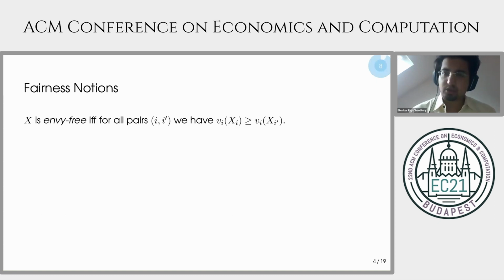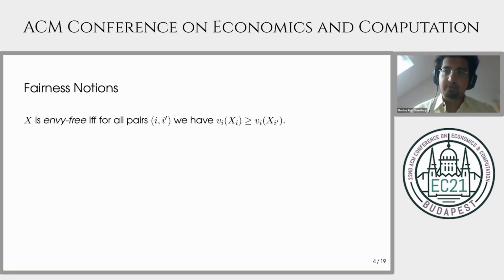The quintessential notion of fairness is that of envy-freeness. An allocation is said to be envy-free, as the name suggests, if there is no envy, meaning that no agent prefers another agent's bundle strictly to his own bundle. So for all pairs of agents i and i prime, agent i prefers his bundle at least as much as he prefers i prime's bundle.